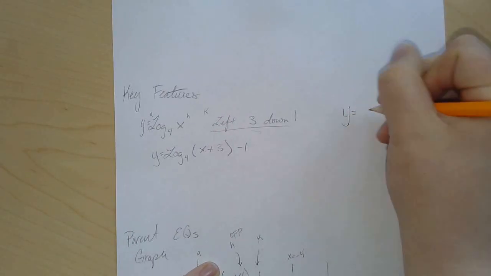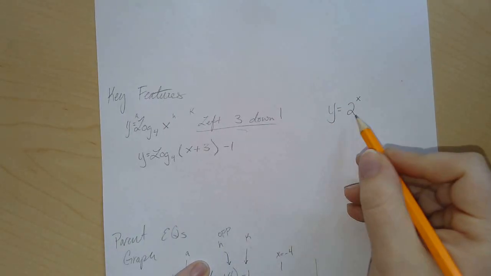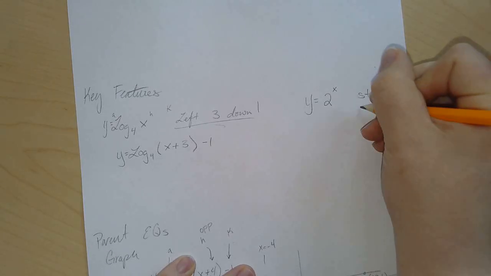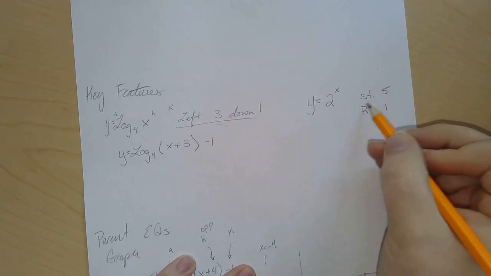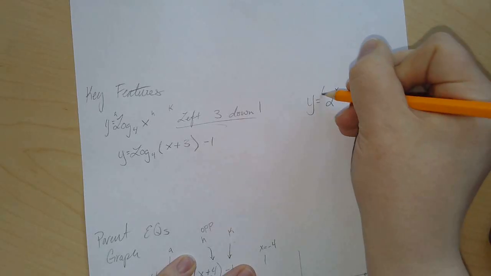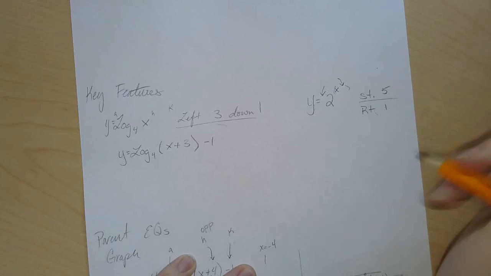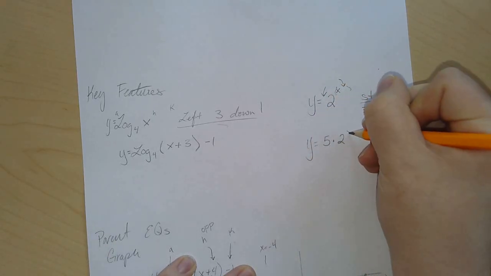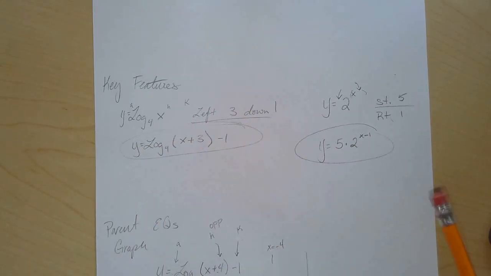I might also do the same thing with an exponential equation, like y equals 2 to the x power, and I might tell you to stretch by 5, right 1. So then you would have to recognize stretch is an a value, meaning I need to put something here, and right 1 is an h value, it's got to go up here. So my equation ends up being 5 times 2 to the x minus 1 power. So that's what you can expect.